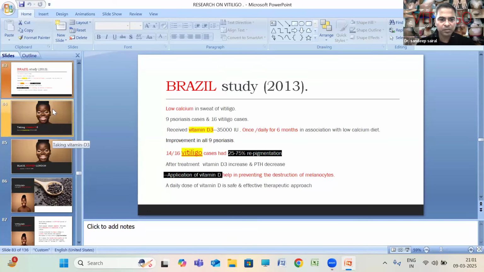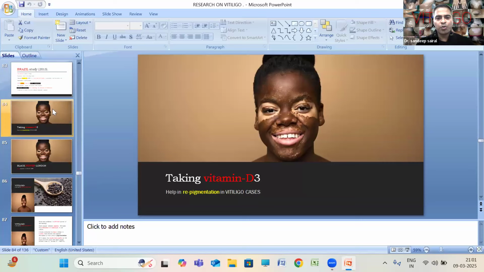So the first thing is to control the diabetes. Second, control thyroid disorders. And third is to take sweat producing exercise on a regular basis. Fourth is to take vitamin D as a treatment part or management, you can say.